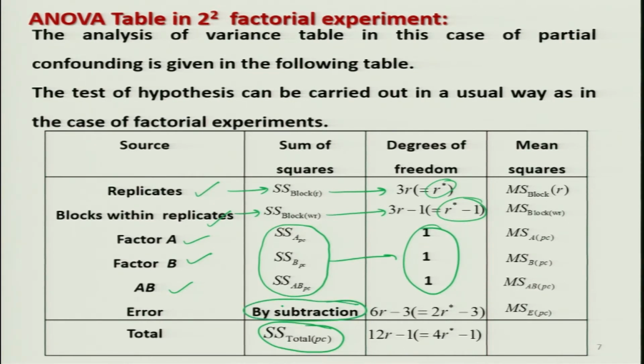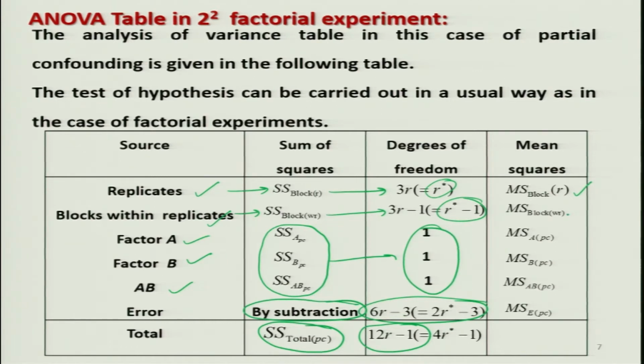The degrees of freedom for SS total are 4r* minus 1 in your earlier notation, but now this will be 12r minus 1. And if you try to obtain the degrees of freedom for the sum of squares due to errors, this will come out to be 6r minus 3 or 2r* minus 3. Now, after this you can compute different types of mean squares just by taking the corresponding sum of squares divided by the degrees of freedom.